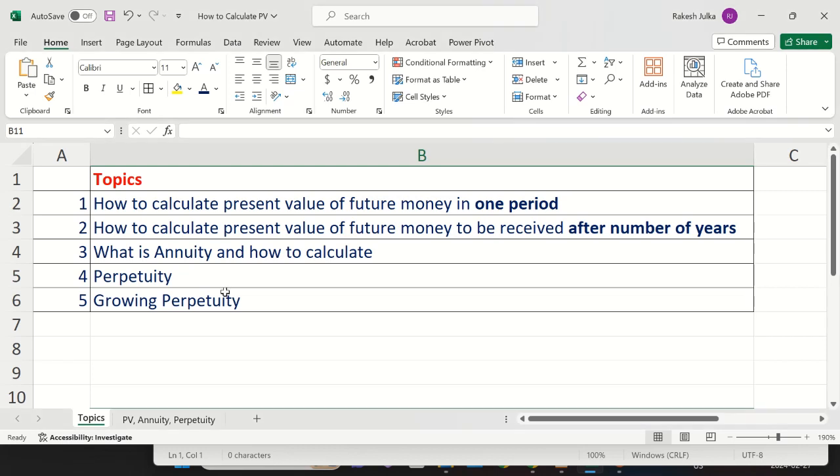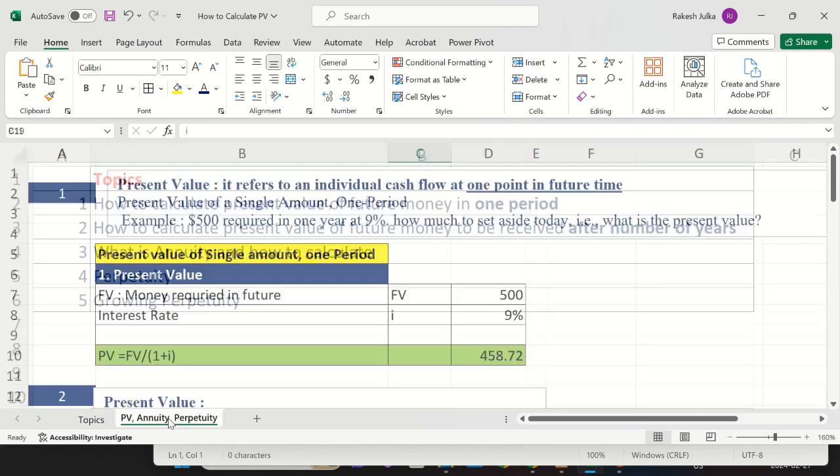So today I'm going to explain how to calculate the present value of future money in one period, then how to calculate the present value of future money to be received after a number of years. And what is an annuity and how we can calculate it, how the annuity is different from a perpetuity, and what is a growing perpetuity. So I'm just going to explain by taking some examples here.